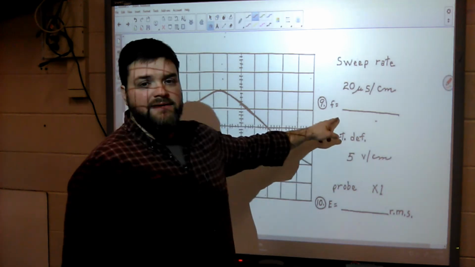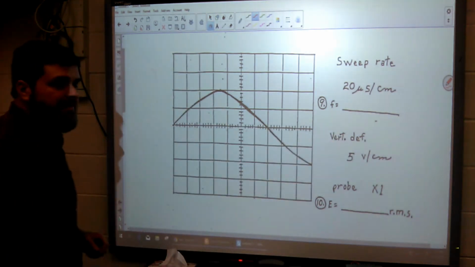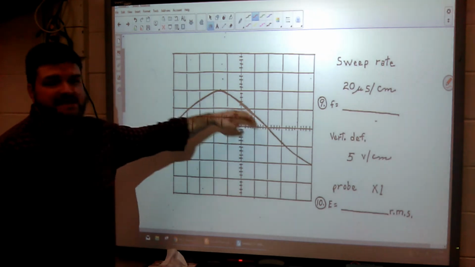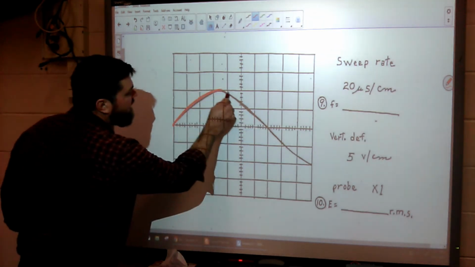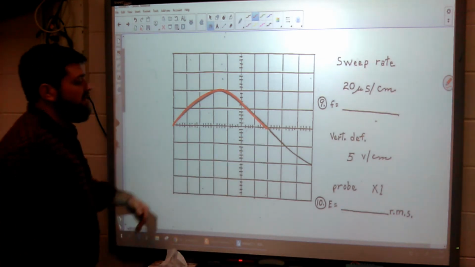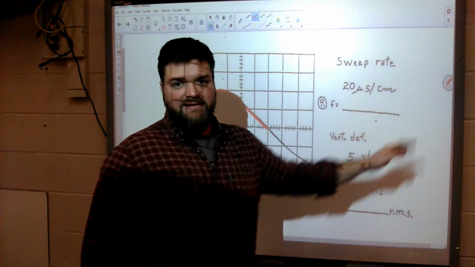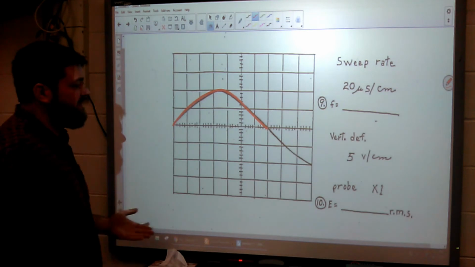Again, it wants to know our frequency. But if you're looking at that picture, you can see we can only see half of our sine wave. If we start here and we end here, it goes off the screen. Okay, we can't see the other half. So what we have to do is figure it out.